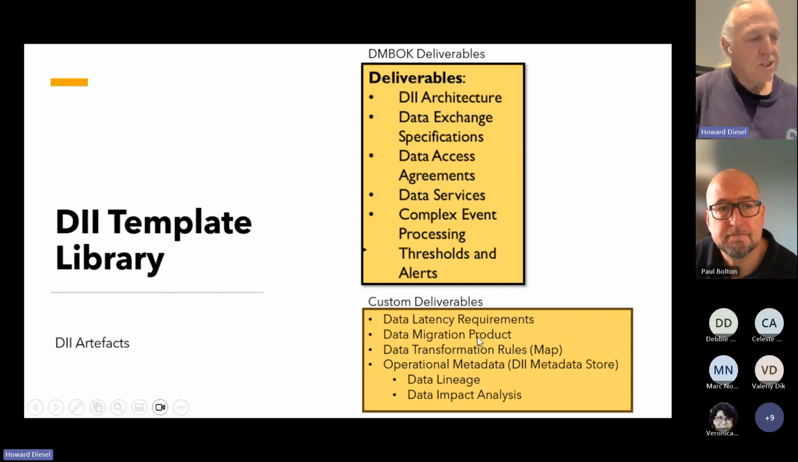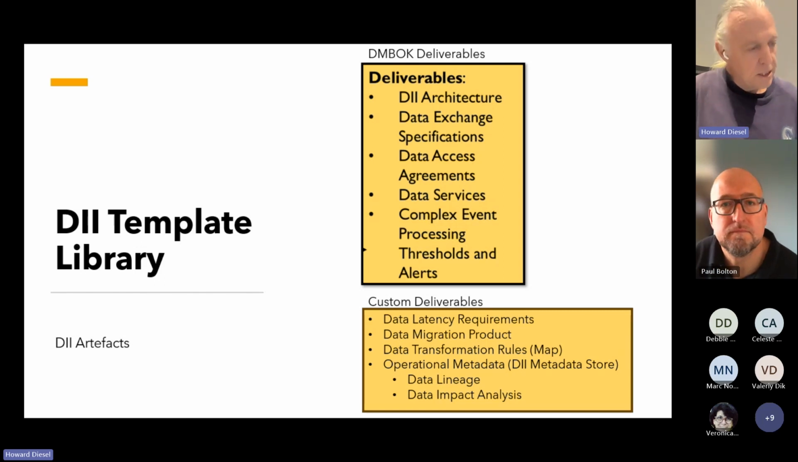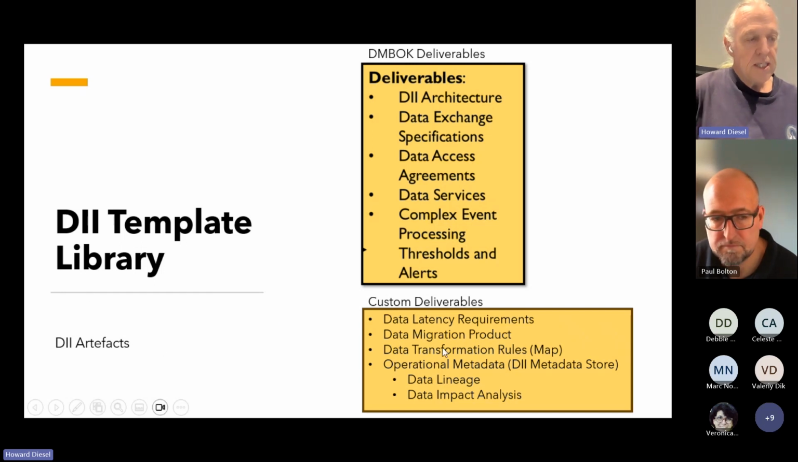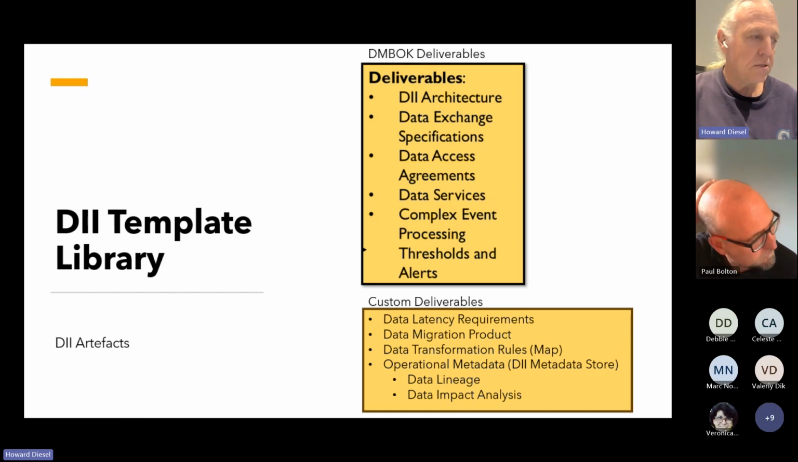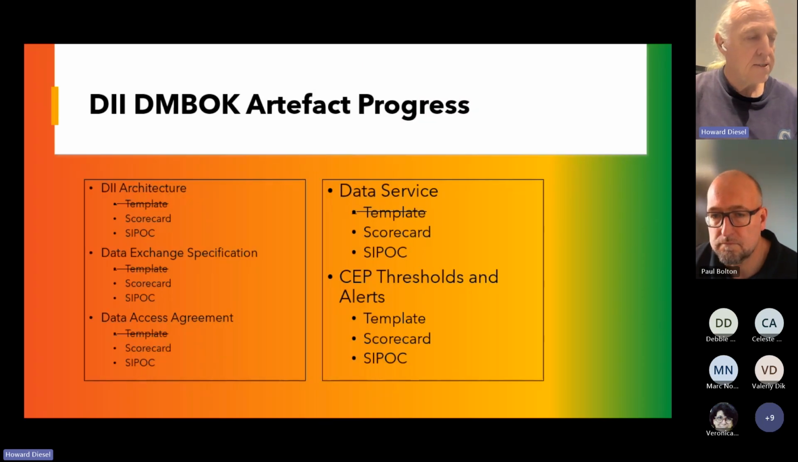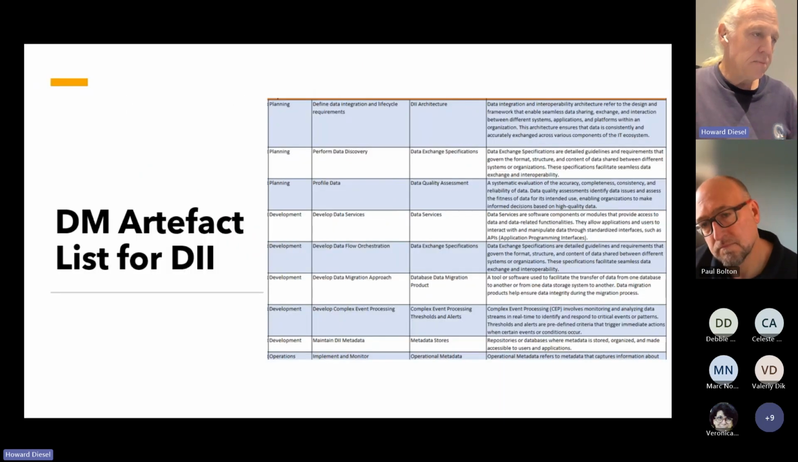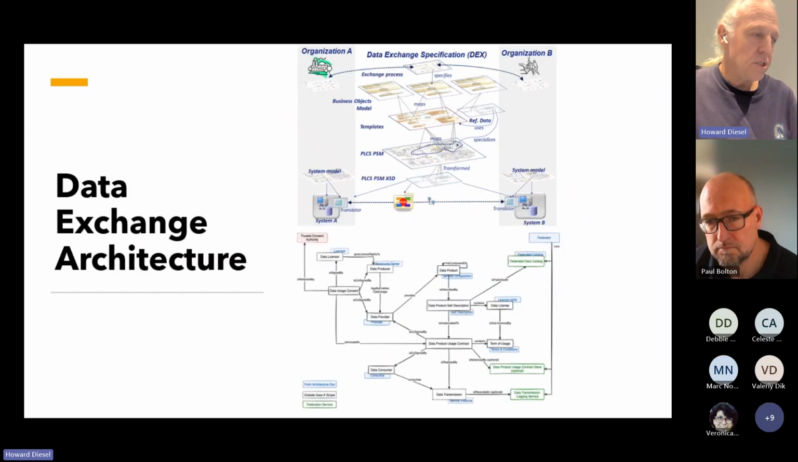But then I thought, shucks, I'm missing so much information. For example, I'm missing something called data lineage or impact analysis, and I'm missing data transformation, and I'm missing data migration or a data latency requirement. So these are my DMBOK deliverables. These are what we refer to as custom deliverables. When I say custom, it means it's outside of the DMBOK. The DMBOK hasn't defined it. And this is basically the process that we're going through, the definitions.